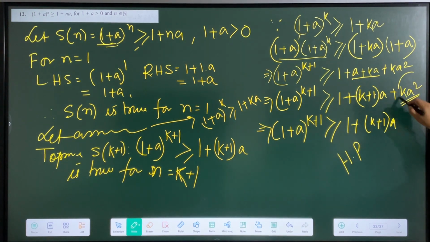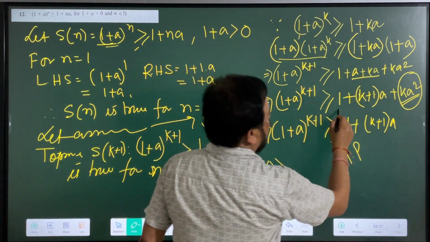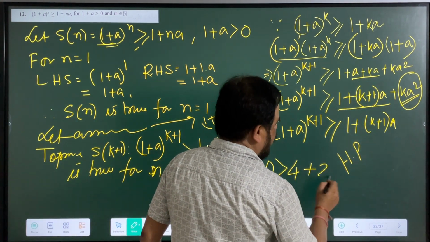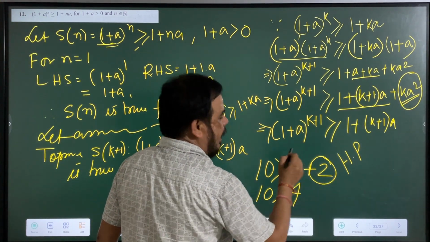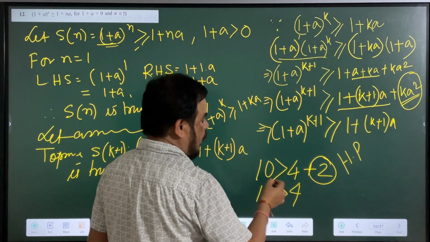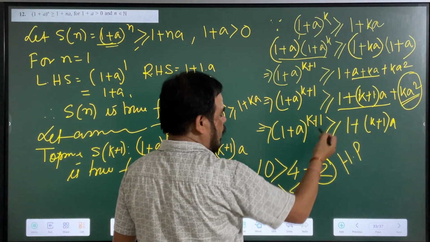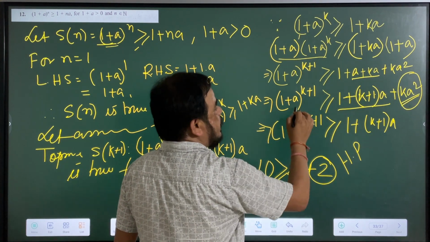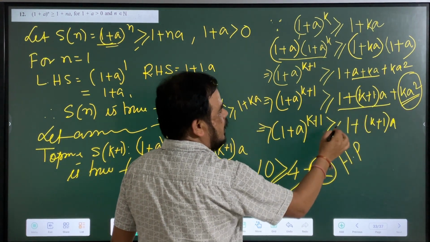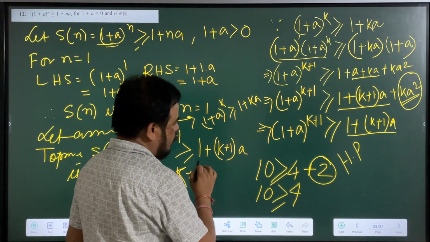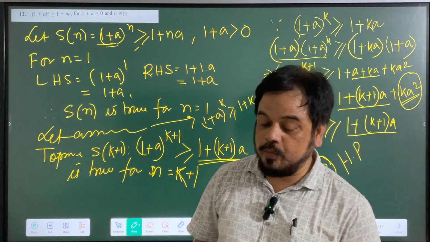Why can this one be neglected directly? Look here. 10 is greater than 4 plus 2, or 10 is greater than 4, the 2 can be neglected. 10 is greater than or equal to 4 plus 2, and 10 is greater than or equal to 4, same thing, because we need this one only. So up to this much, exercise 3.1 is finished.